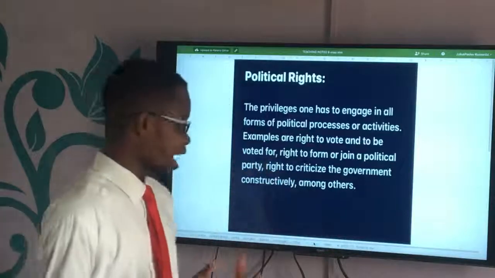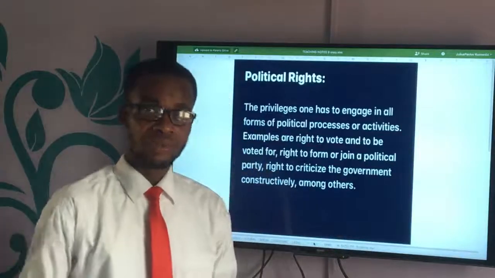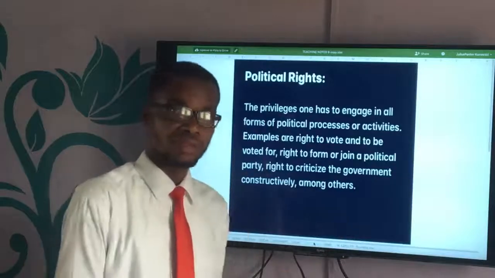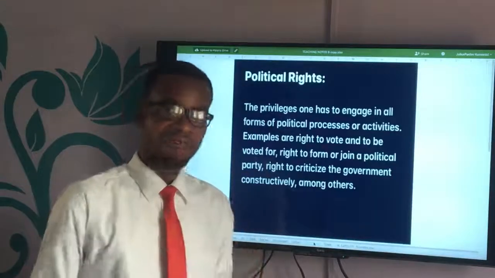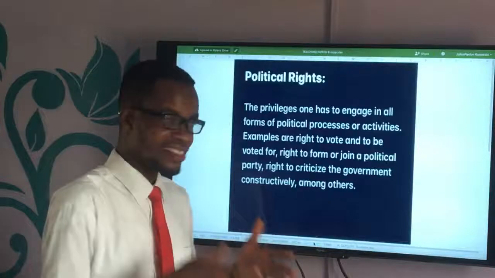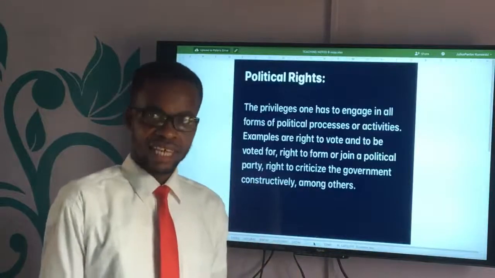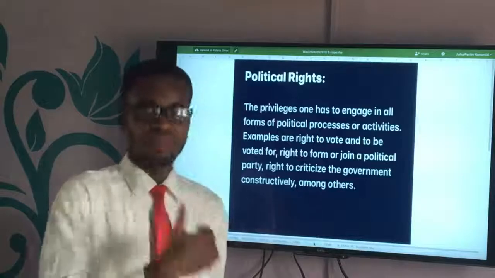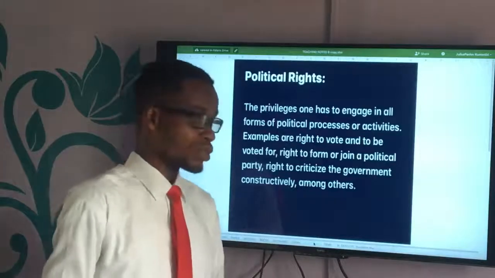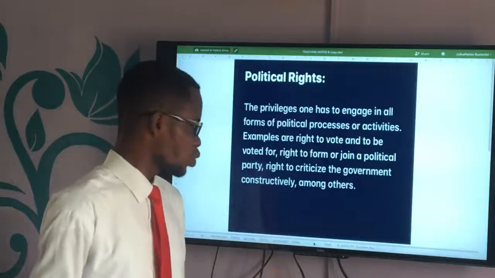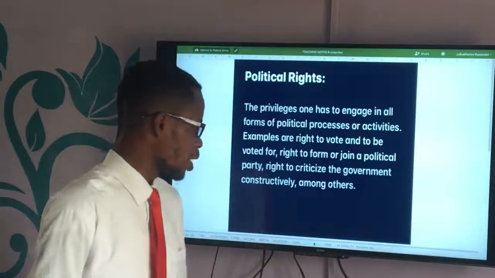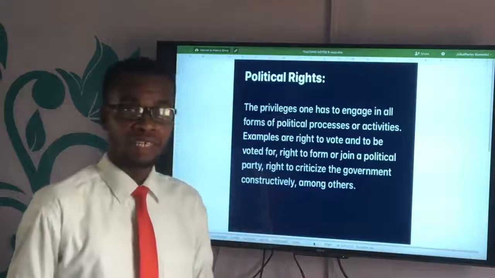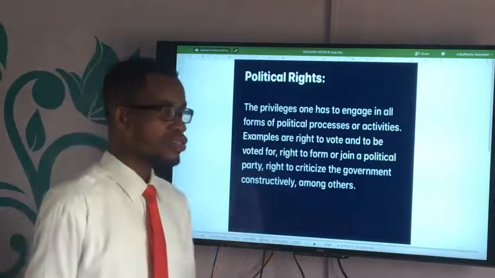So if the government puts information out there and you think you have something contrary to that, then you should have evidence to prove that what you're saying is the fact. Okay, so always do it with a certain measure. That is how to criticize the government constructively. So make sure you do it well without offending anyone, otherwise you could be sued for that.